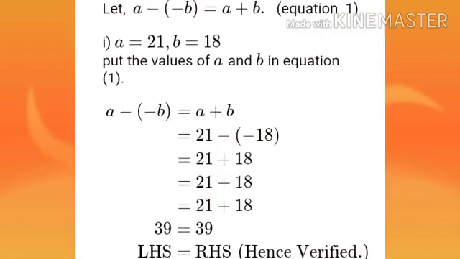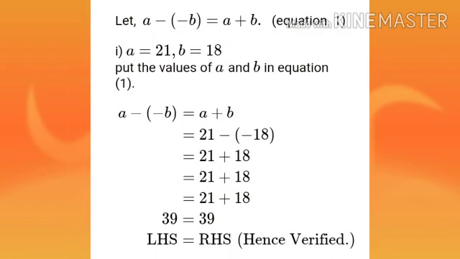Therefore, 21 plus 18 is 39. For the expression a minus of minus b is 39 and for the expression a plus b is 39. Therefore, LHS equal to RHS. Hence, verified a minus of minus b is equal to a plus b. This is the answer for subdivision 1.